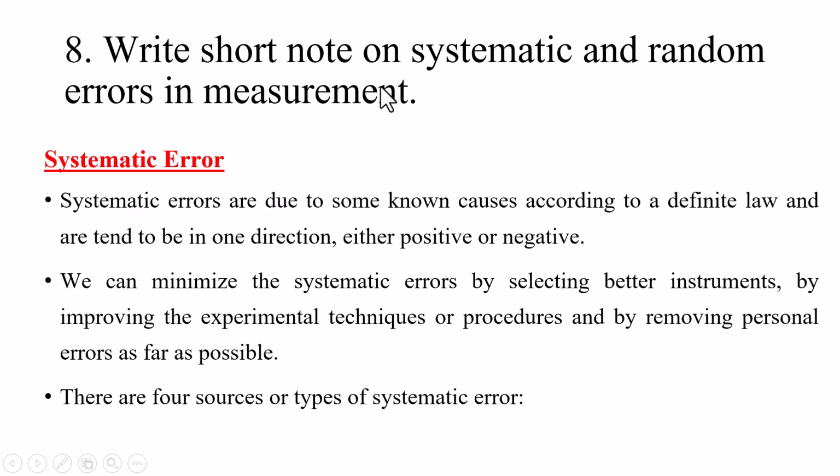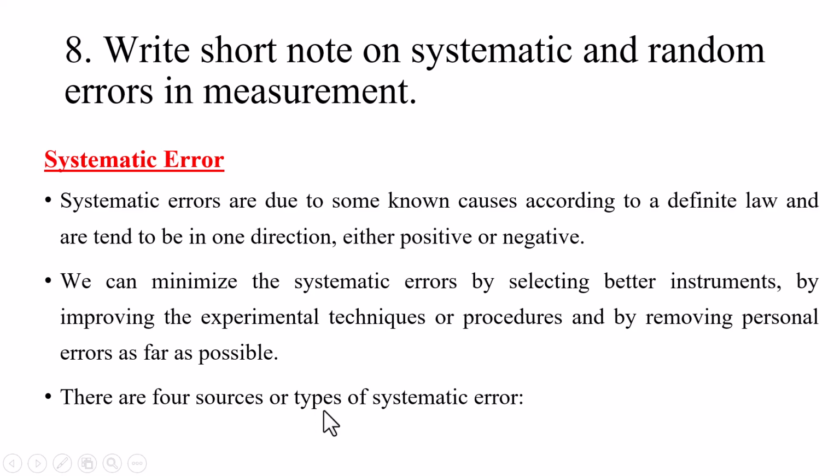Next question. Write a short note on systematic and random errors in measurement. Systematic error. Systematic errors are due to some known causes, according to a definite law, and tend to be in one direction, either positive or negative. We can minimize systematic errors by selecting better instruments, by improving the experimental techniques or procedures, and by removing personal errors as far as possible.